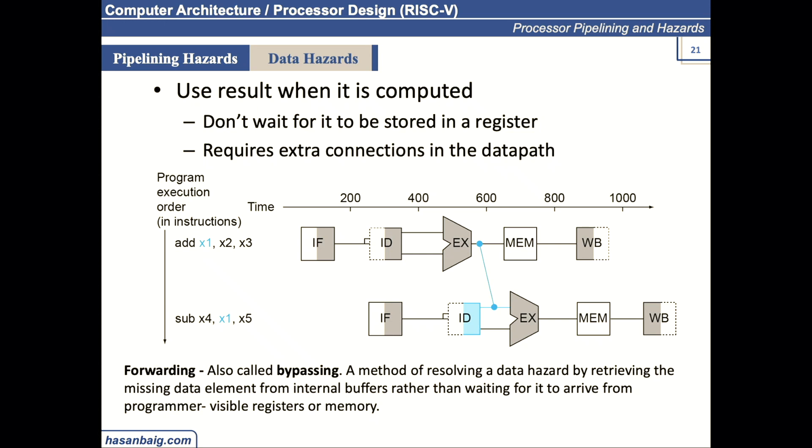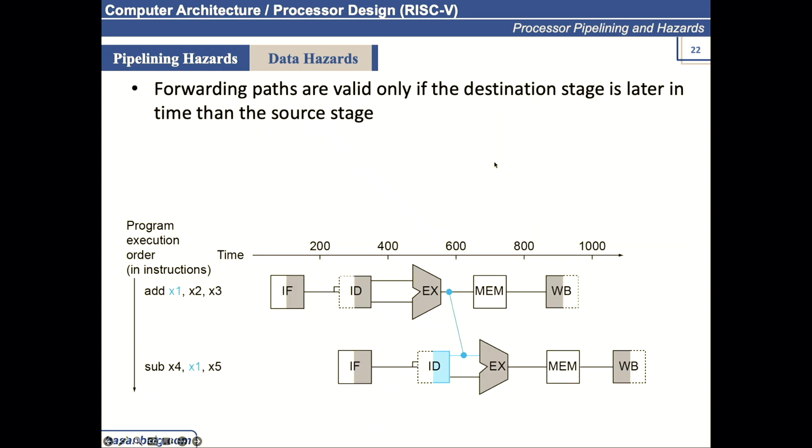We have talked about how we can avoid data hazards using stalling. But stalling deteriorates the performance because we are just waiting and wasting clock cycles. So we employ additional circuitry to avoid waiting. Again, there is a trade-off. Of course, you're employing more resources, but the main goal is to enhance the performance, to speed up the execution. Forwarding paths are valid only if the destination stage is later in time than the source stage. When the data is available in this execution phase, you can use it if there is a forward path.